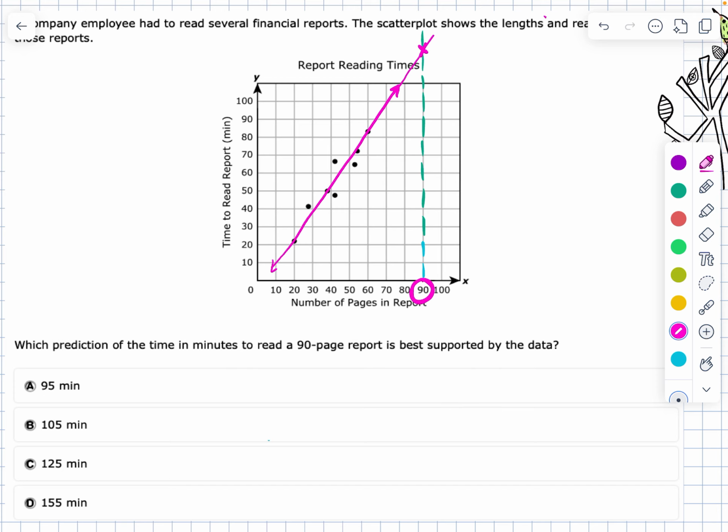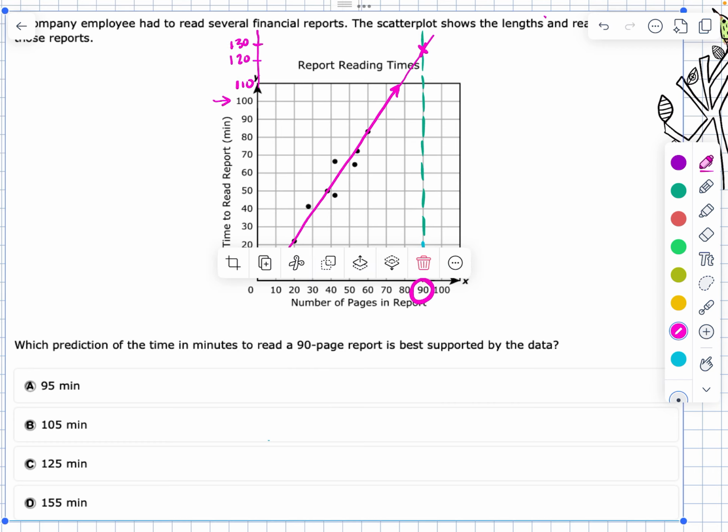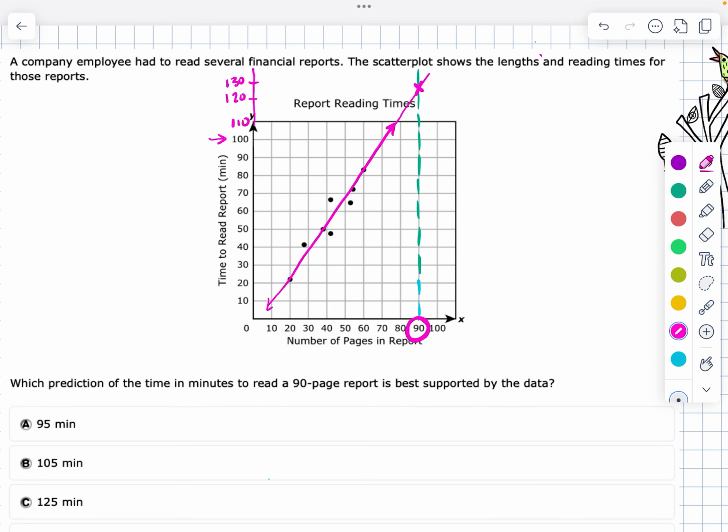So this is what I think is going to be the time it takes to read a 90-page report. But if you notice, we don't have numbers that go up that high. They only go to right here. So I can go ahead and add some more. I'm going to go up here and roughly estimate where we are. That's 110, here's 120, here's 130, and this is going to be somewhere in the neighborhood right here.